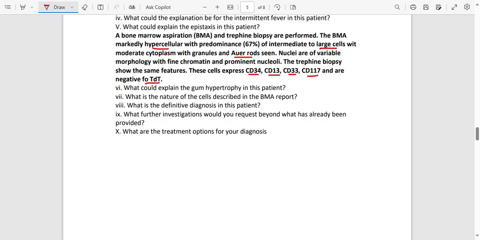All right, thank you so much. So the leukocytes are infiltrating the gum, right? And that is what can lead to hypertrophy. And then what is the nature of the cells described in the bone marrow aspiration report? Just the nature. Look at this. The cells are hypercellular. They are large with moderate cytoplasm. What is the nature of these cells, looking at those descriptions? Are these mature cells? If they are mature, what do we call them? If they are not mature, what do we call them?